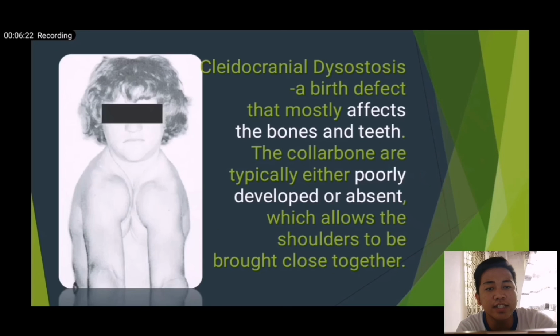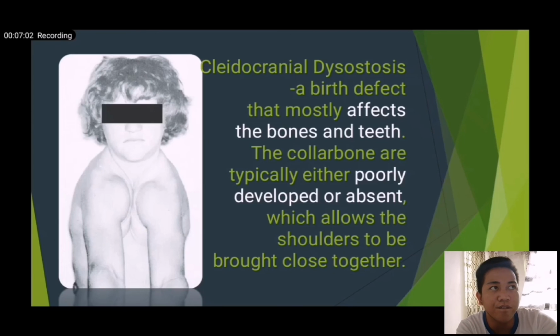Next, imagine yourself without a clavicle. So, there is a photo here of a boy who is suffering from cleidocranial dysostosis, a birth defect that mostly affects the bone and teeth. The collarbones are typically either poorly developed or absent, which allows the shoulders to be brought close together. So, napakahirap siguro no na kapag hindi fully develop yung collarbone mo or yung clavicles mo. Parang ganyan yung itsura mo. Ayan.